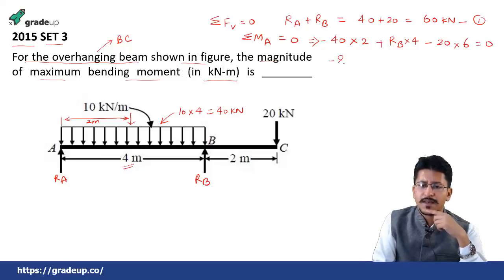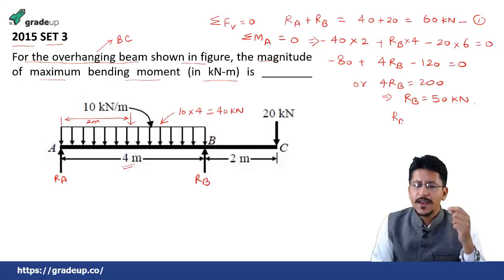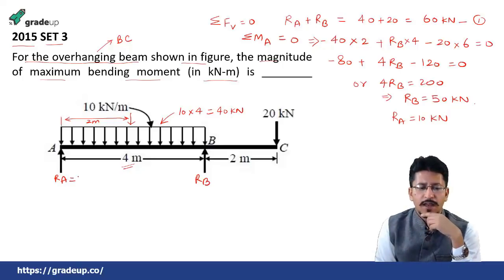So this becomes minus 80 plus 4 RB minus 120 equal to 0, or 4 RB equal to 200, and from here you will get that RB is equal to 50 kilonewton. RB is 50 kilonewton. Substituting this RB equal to 50 in equation number 1, we will get RA equal to 10 kilonewtons. We have found out the reactions: this is equal to 10 and this is equal to 50.